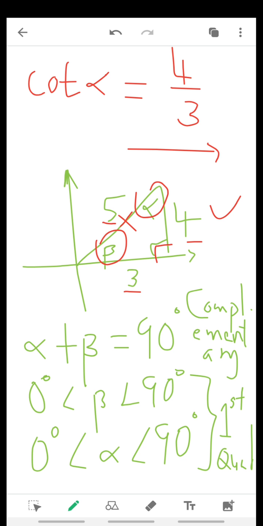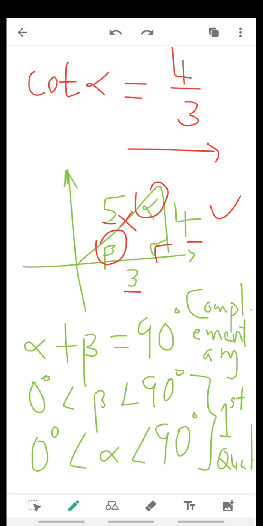What will be cot alpha? Remember, cot alpha is usually x over y, but that won't work here because the position of alpha is the other way around. We know that cot will be adjacent over opposite. So alpha is adjacent to 4, and it's opposite to 3. That is the reciprocal of tan.